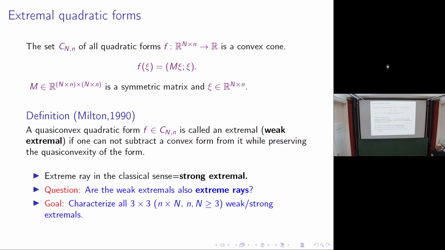I will show you. The big goal would be to characterize all 3 by 3 quasi-convex extremals. As I told you, if you characterize strong extremals, then there is the Krein-Milman property telling you that anything that is quasi-convex but not polyconvex is exactly one extremal plus something polyconvex.